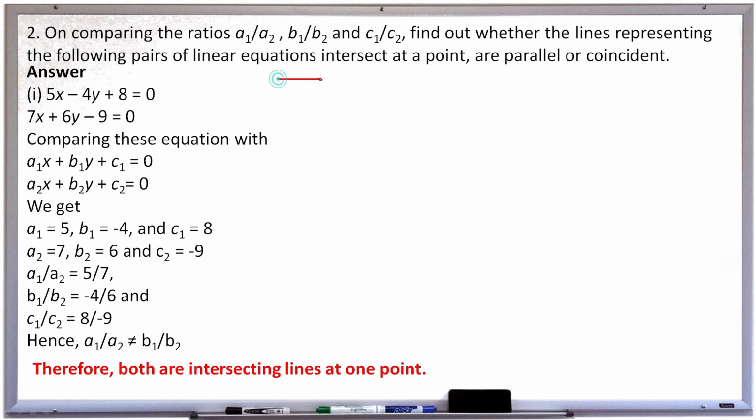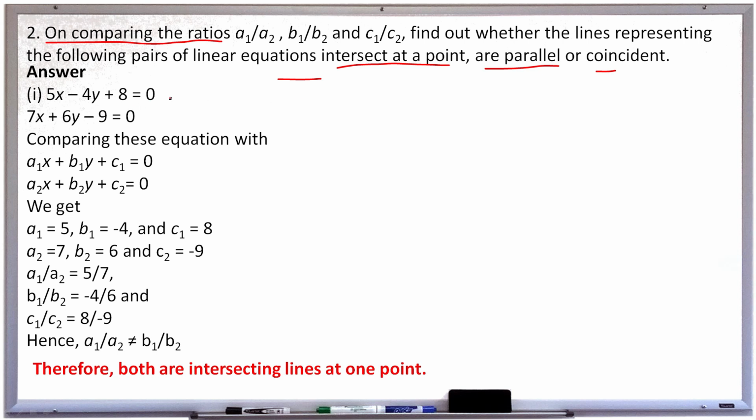On comparing the ratios a1 by a2, b1 by b2, c1 by c2, find out whether the lines representing the following pair of linear equations intersect at a point, or are parallel, or coincident. Three conditions.